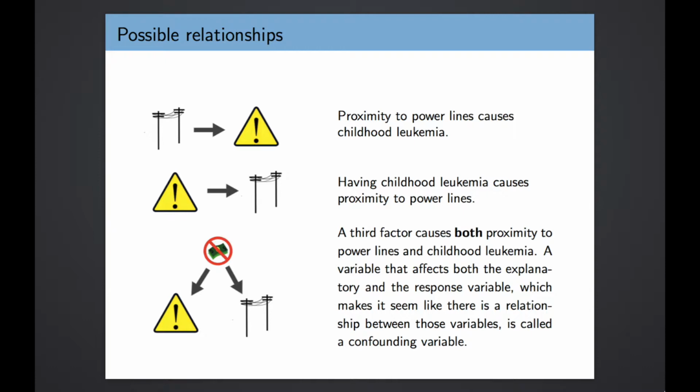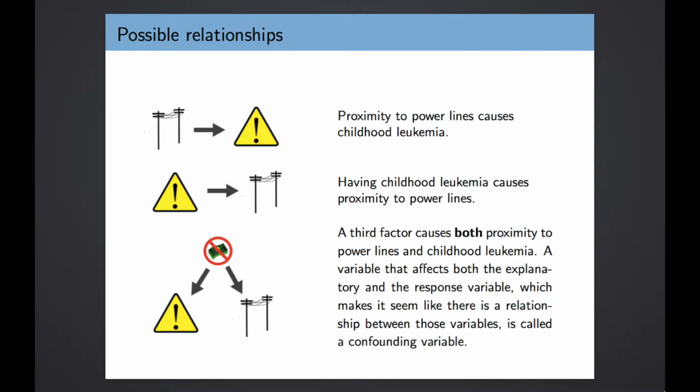So we might see this relationship between power lines and leukemia because proximity to power lines causes leukemia, which is the conclusion that the authors of that 1979 study thought that they were reaching. Another possibility for why we would see an association between these two variables would be if having childhood leukemia somehow caused a child to live closer to power lines. This is called reverse causality, and it doesn't make a lot of sense in this case, but there are some cases where the reverse causal explanation makes a lot of sense.